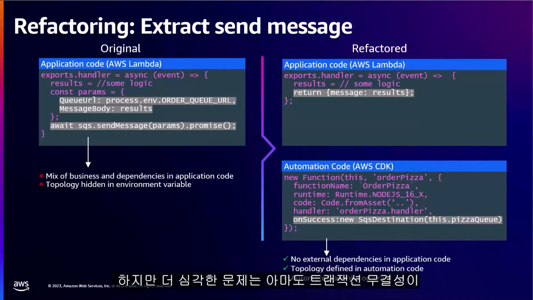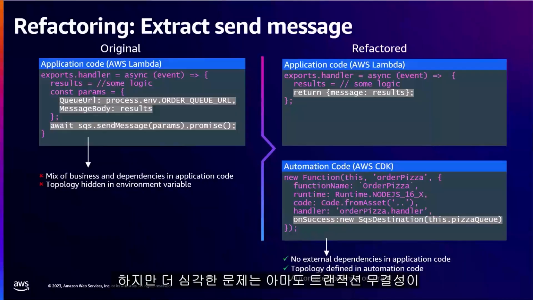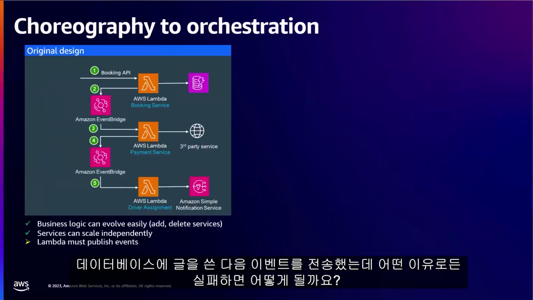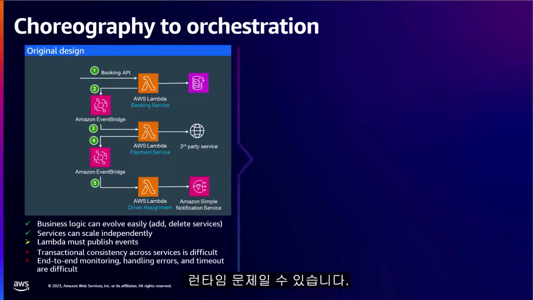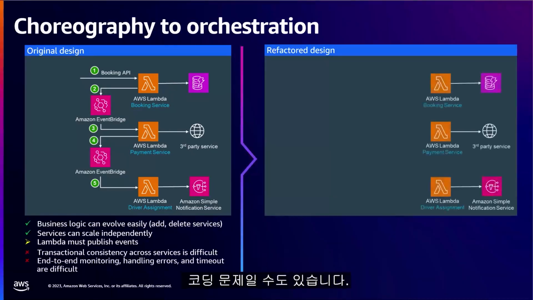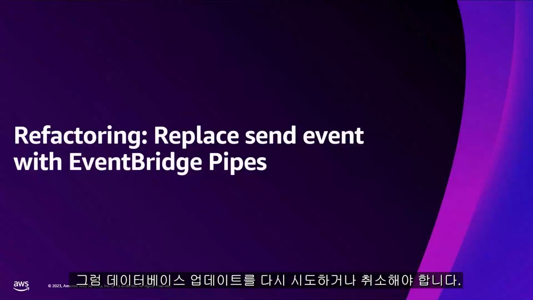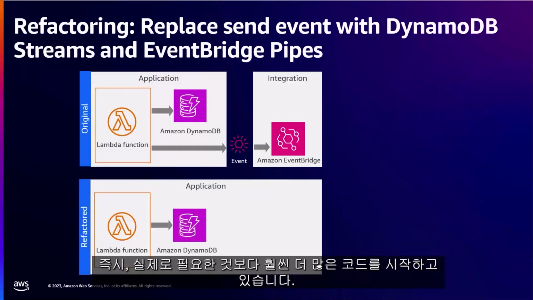But the more serious issue is probably that you have no transactional integrity across the two things. What if you write to the database and then you send the event, but for whatever reason the event sending fails? Could be a runtime problem, could also be a coding problem, right? Then you have your system out of whack. So then you need to retry or undo the database update, right? Immediately you're writing a lot more code than you should actually have to.